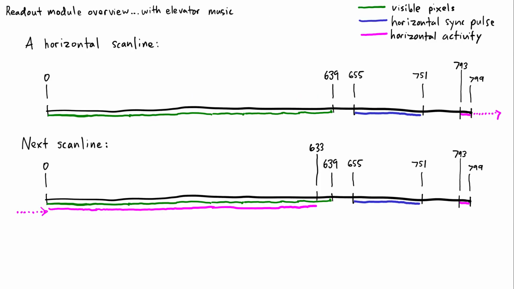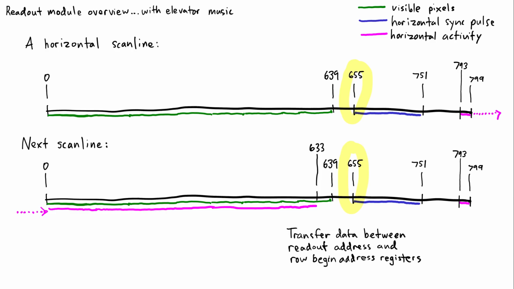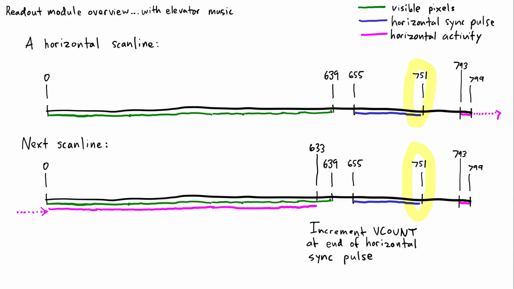Data transfer between the row begin address register and the readout address register occurs after horizontal activity ends, specifically at the beginning of the horizontal sync pulse. There is nothing special about the choice of the beginning of the horizontal sync pulse, it just happens to be a convenient point before the beginning of the next scan line. The vertical count is incremented at the end of the horizontal sync pulse.